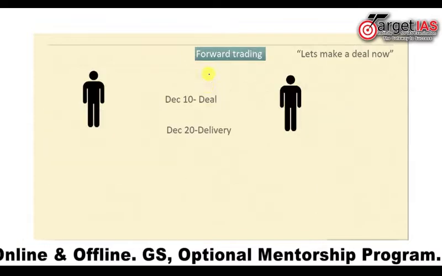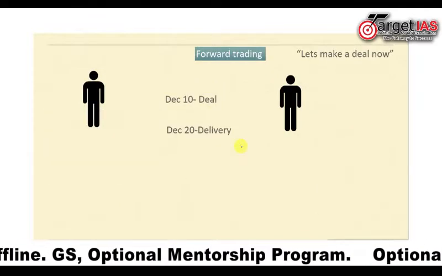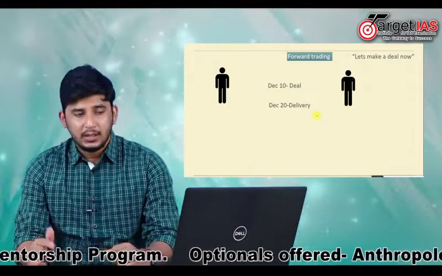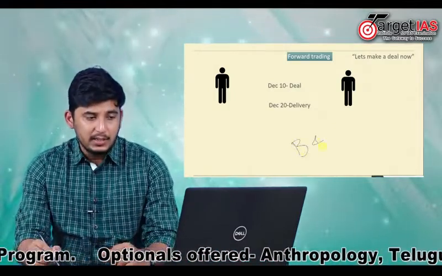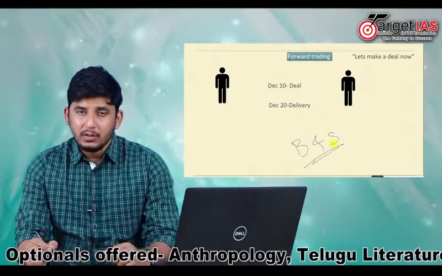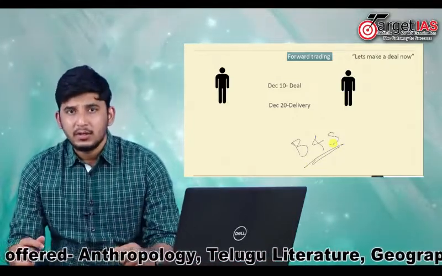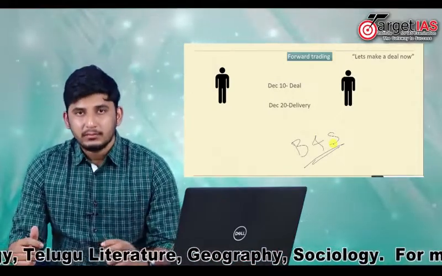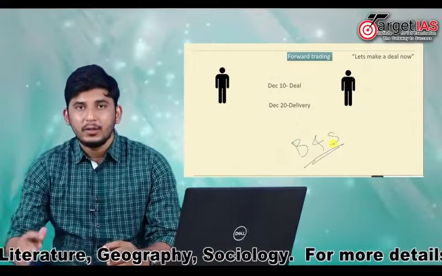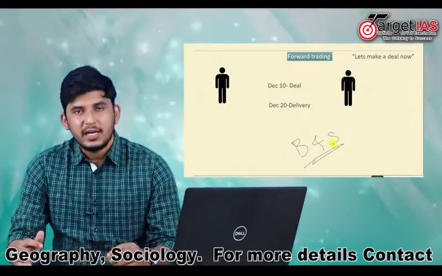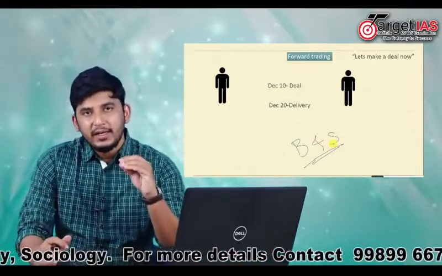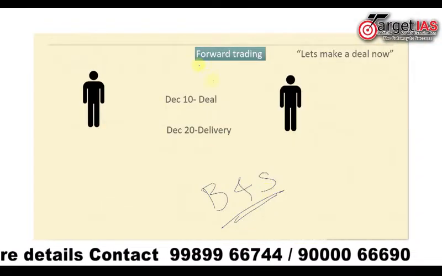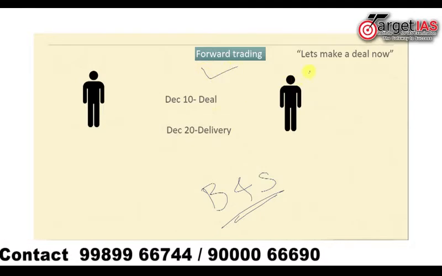So stock derivatives: what is a derivative? A derivative is a contract between a buyer and a seller. So why do they go on a contract? They say that I am going to buy the product on a future date at a predetermined price. Let me simplify this. We deal on this price for a future delivery of products. So that is called forward trading. Let's make the deal now.